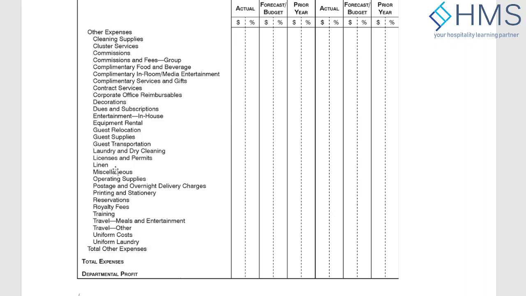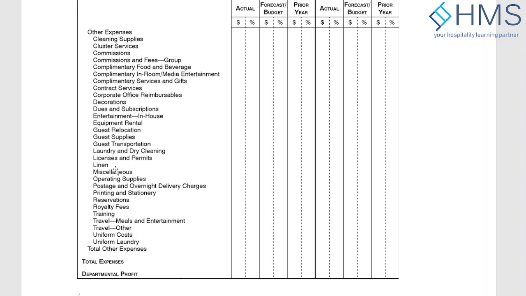So other than the labor cost, you have other costs. In each department, we saw different types of cost. In rooms, we see the cleaning commission for groups, complimentary services and gifts in every department that we saw as a standard. Decorations we saw as a standard in every hotel and every department. Equipment rental is in every department. Guest relocation is only in rooms department. Guest supply is in rooms department. Guest transportation is only in rooms department.